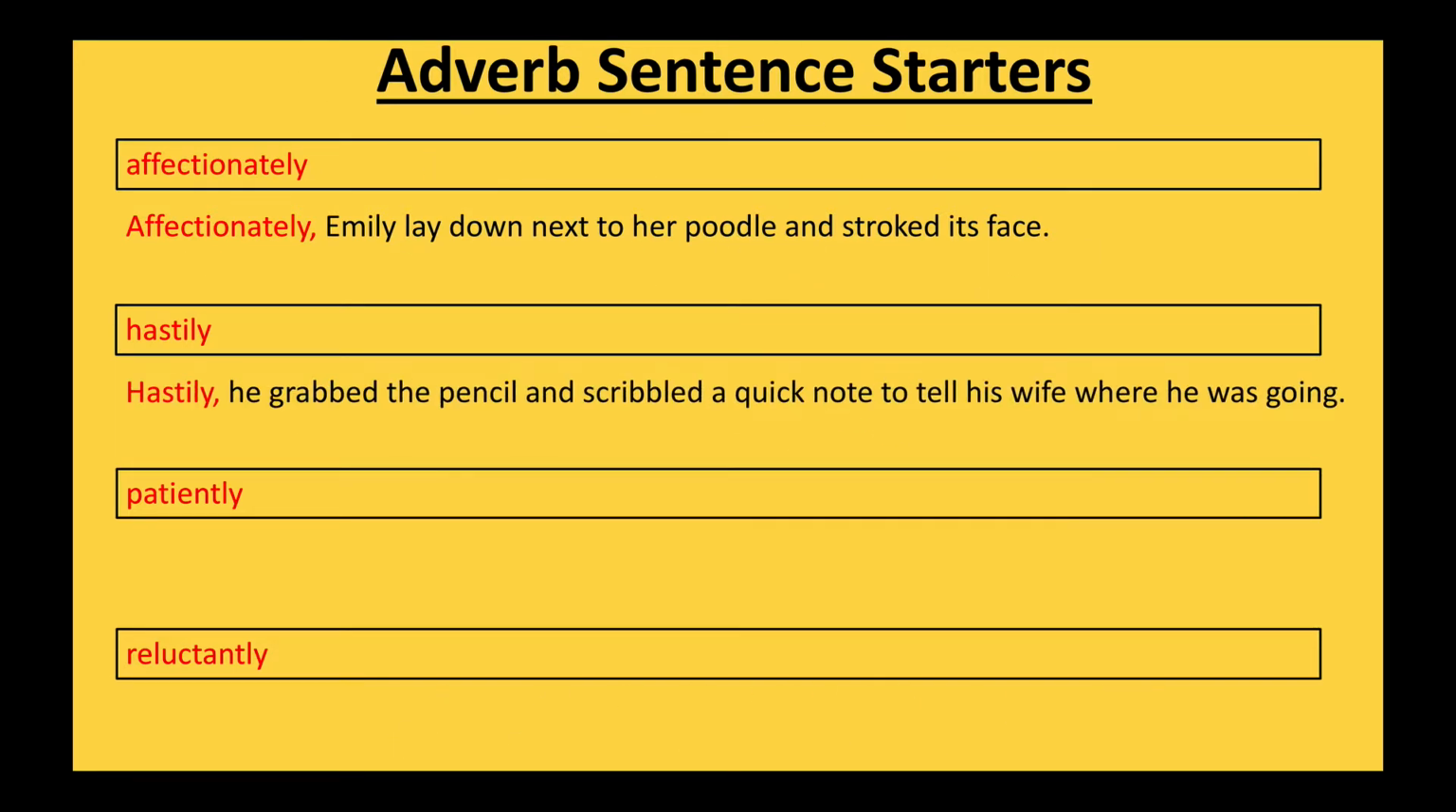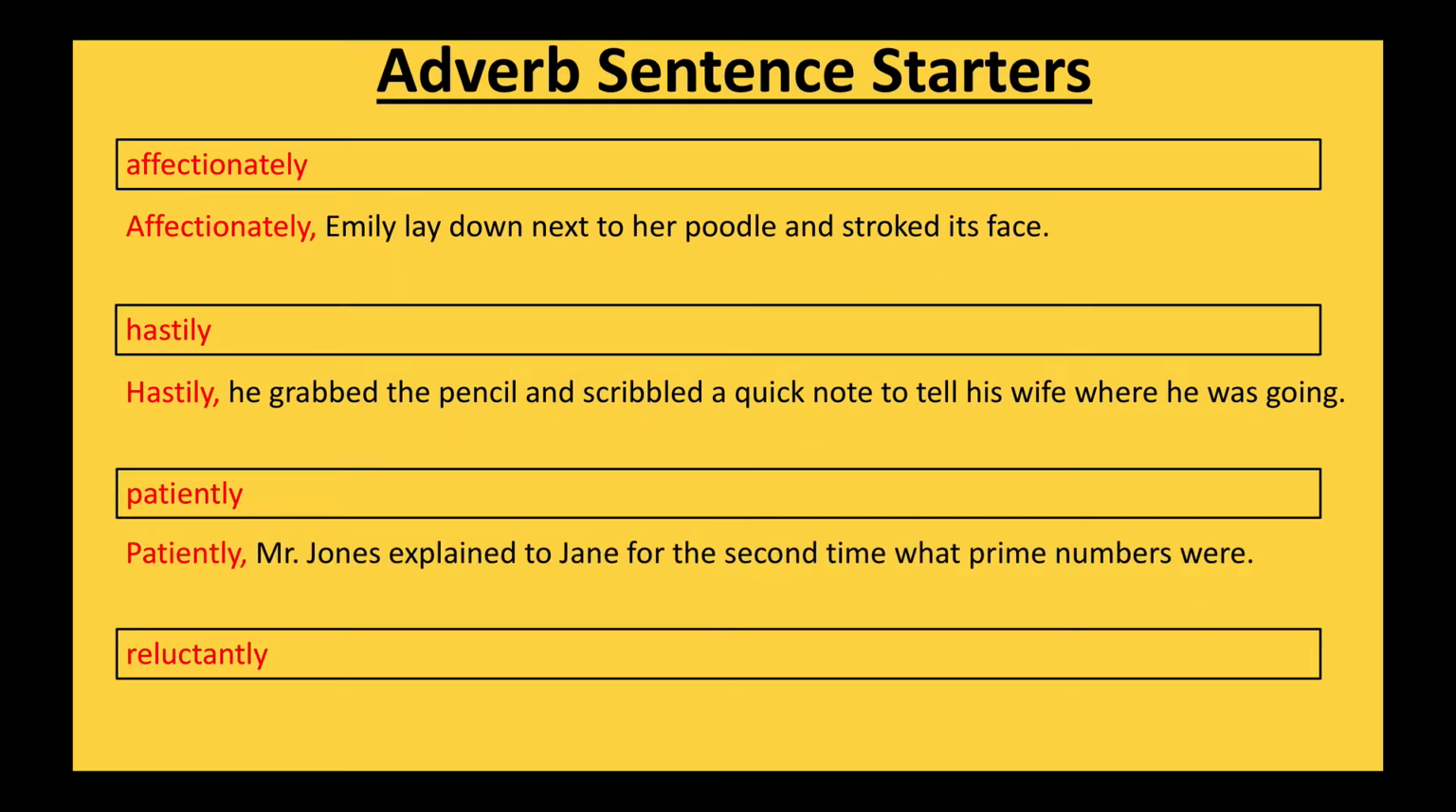Hastily, comma. He grabbed the pencil and scribbled a quick note to tell his wife where he was going. All done in a rush. Patiently, comma. Mr. Jones explained to Jane for the second time what prime numbers were. Poor Jane, we've all been there with prime numbers. Well done, Mr. Jones, for staying calm and patient.